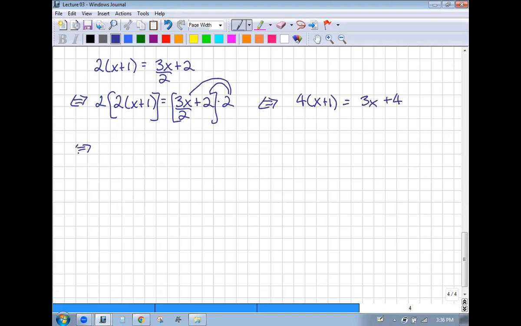And then we could distribute the 4. We have a 4x, 4 times 1 is 4, and then we have 3x plus 4. So we got rid of the fractions, and then we got rid of the parentheses. Now we might say, well, let's get all the x's over here. So we'll subtract 3x from both sides. 4x minus 3x is x. 3x minus 3x is 0. So from here, we could say, well, let's get rid of these 4s, subtract 4 from both sides, and we got x equals 0. So that's a different approach, same answer.